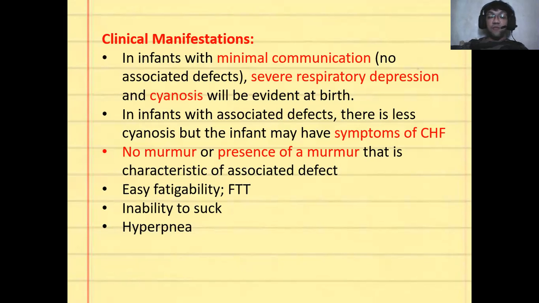So in infants with associated defects, there's less cyanosis, but the infant may have symptoms of congestive heart failure. There may be no murmur, or the presence of a murmur that is characteristic of the associated defect. There's of course easy fatigability and failure to thrive. Weight gain will not be possible with this type of defect. There's inability to suck and there's hyperpnea, so there's an increased carbon dioxide in the blood of a child who has this.